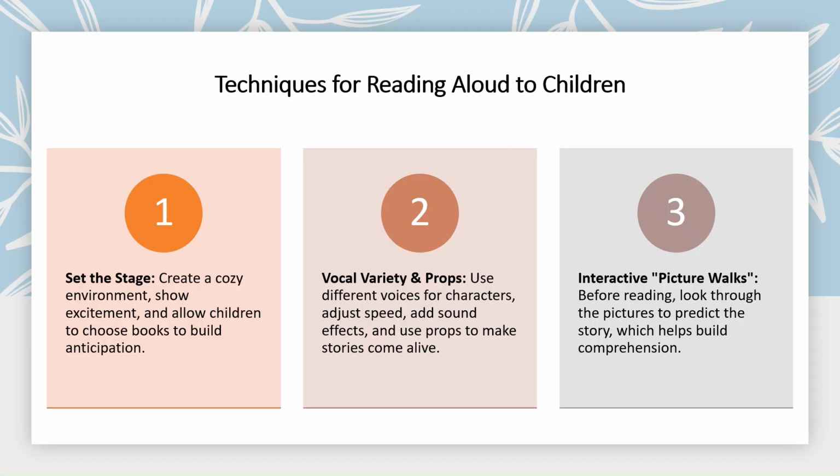First, set the stage. Create a cozy environment, show excitement, and allow children to choose books to build anticipation. Second, vocal variety and props. Use different voices for characters, adjust speed, add sound effects, and use props to make stories come alive. Third, interactive picture walks. Before reading, look through the pictures to predict the story, which helps the brain build comprehension.